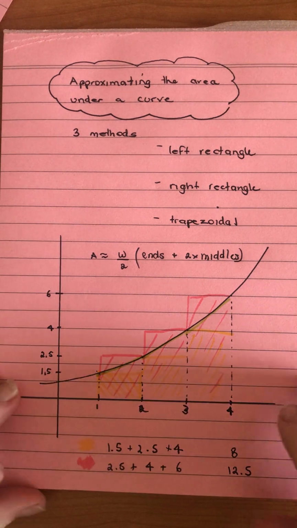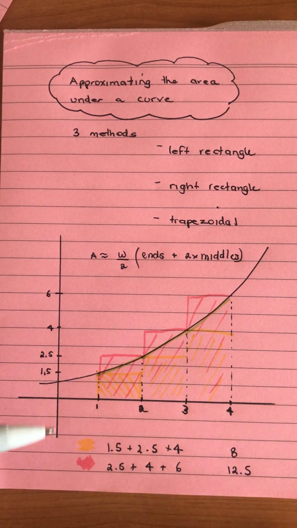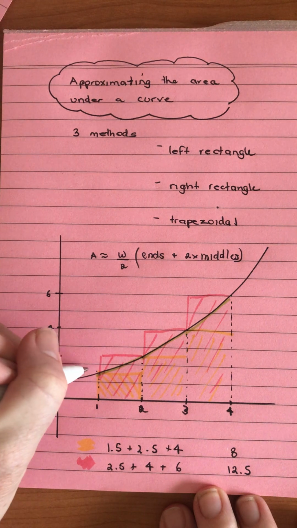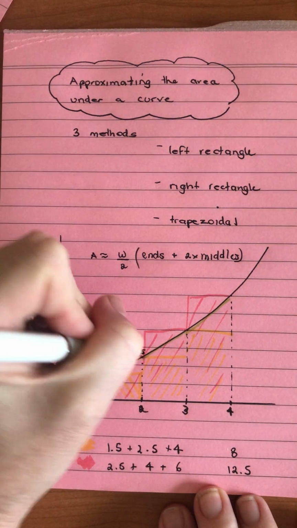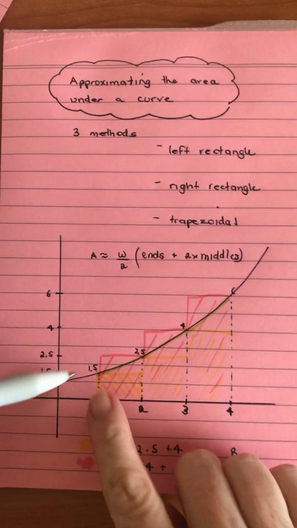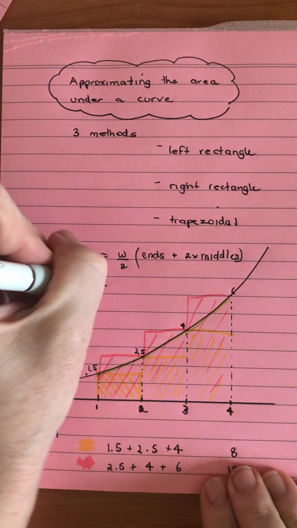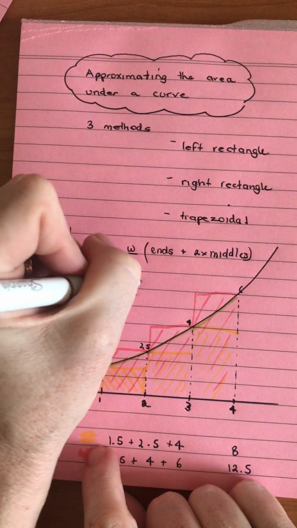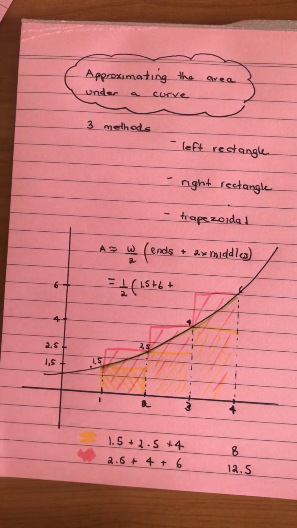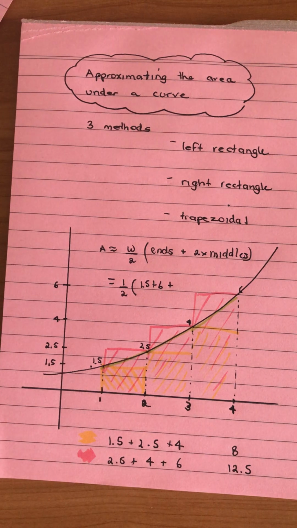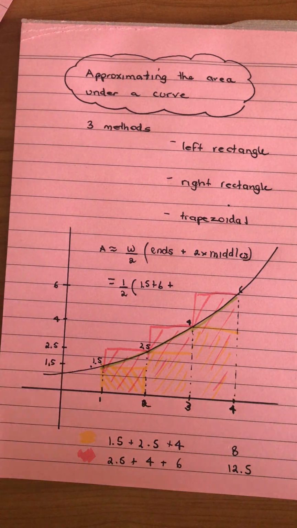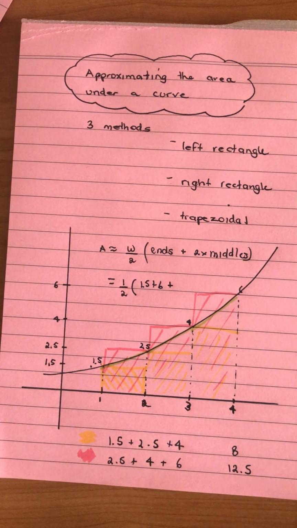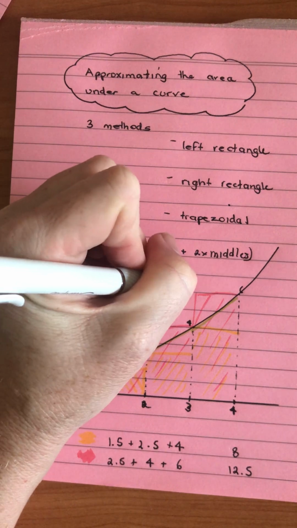So in that case, for this scenario, the points that we've got are the 1.5, 2.5, 4, and 6. So our ends are the 1.5 and the 6. Our width is 1, so we'll do a half outside. Then we would have the 1.5 plus 6 plus 2.5 plus 4. And I need to times that by 2.